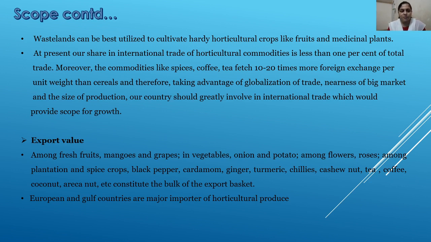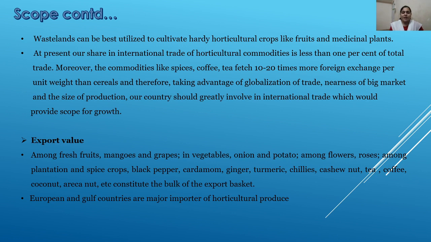One of the main aspects or the scope of horticulture is that wastelands are best utilized to cultivate hardy horticultural crops such as fruits and medicinal plants. So wherever the wastelands, the barren lands, are there, they can be widely used for the cultivation of horticultural crops as well as medicinal plants.